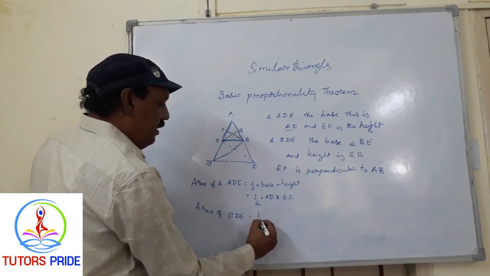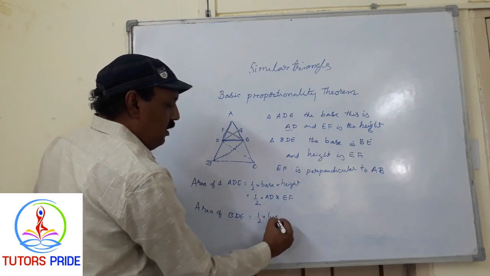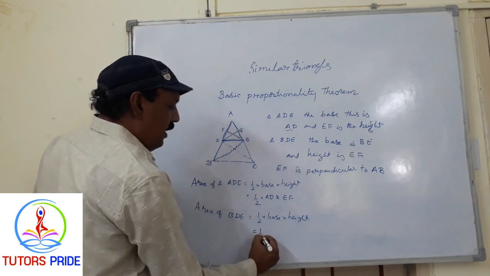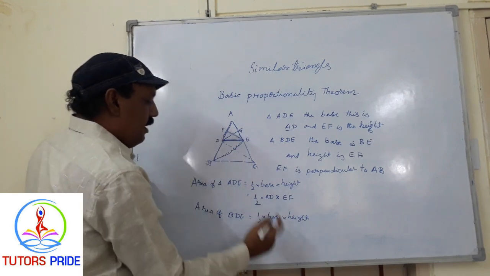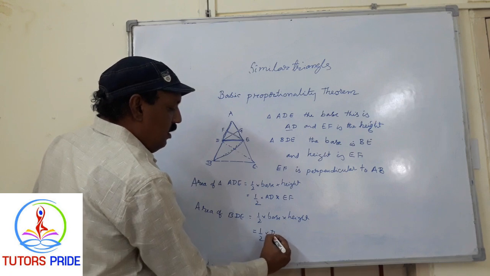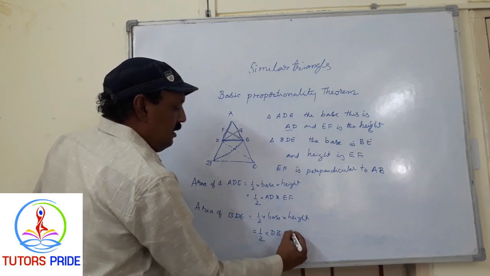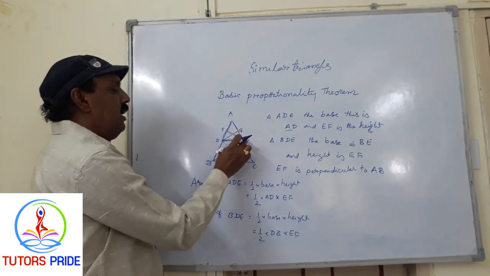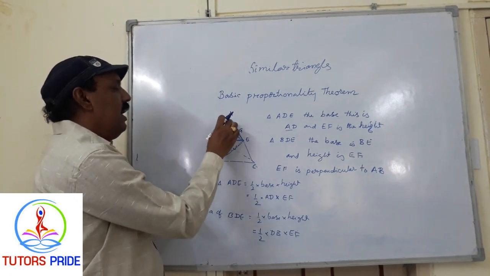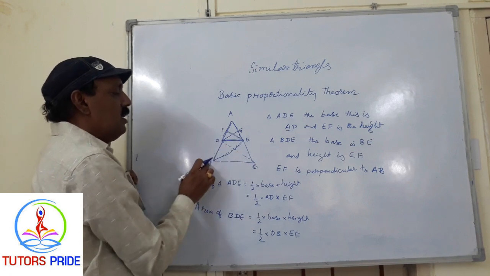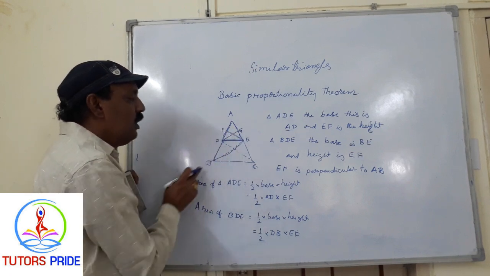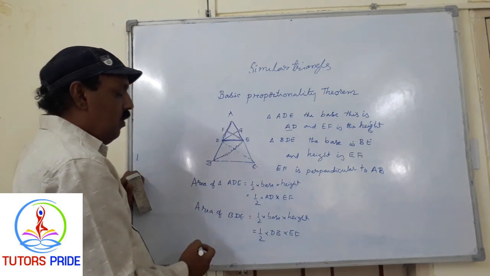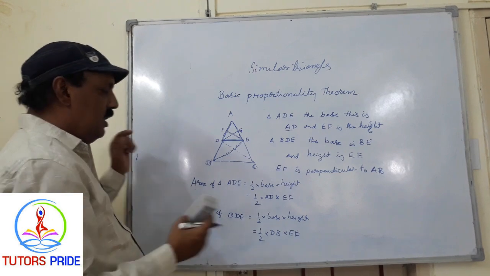Area is half into base into height, and here the base is DB and the height is EF. I already told you EF is not only the height for AD but also for DB. The reason is EF is perpendicular to the line AB, the side AB, not just AD.